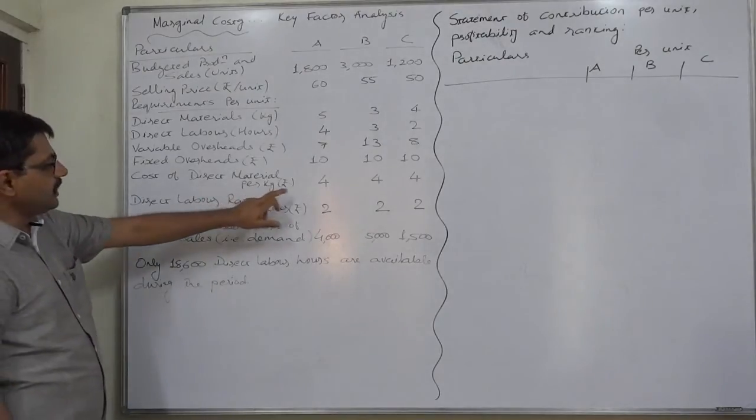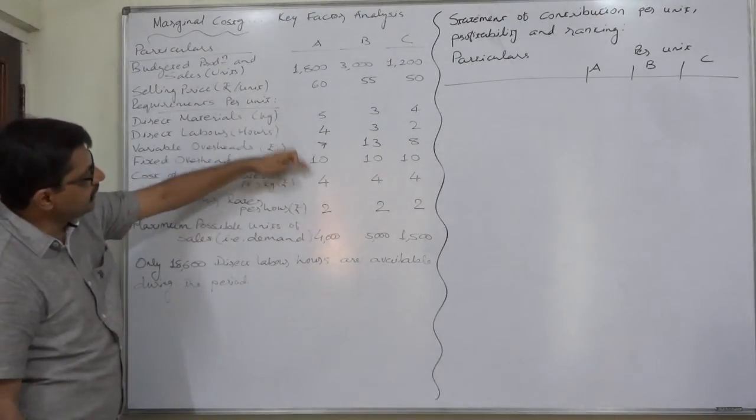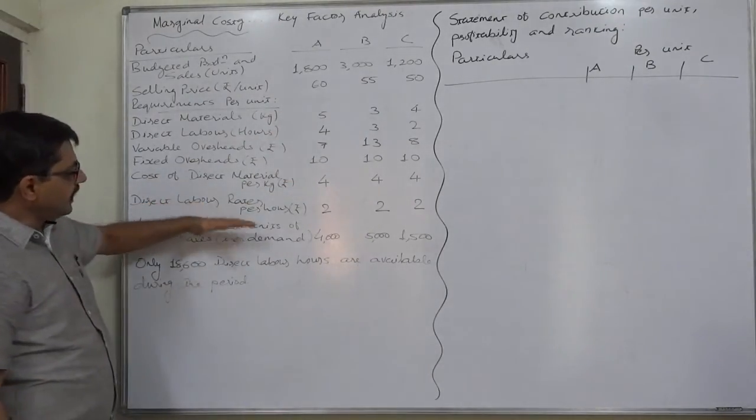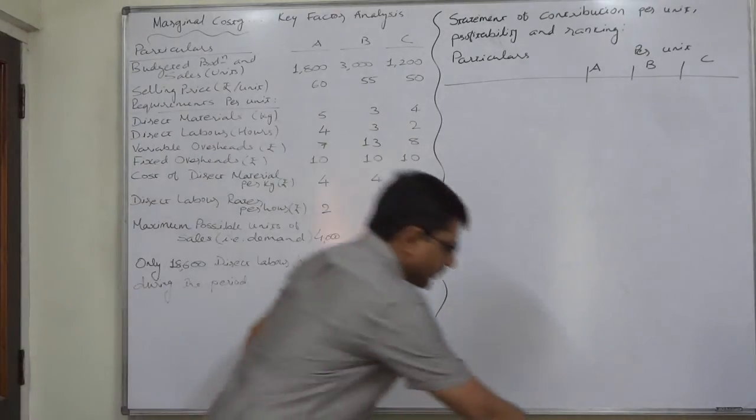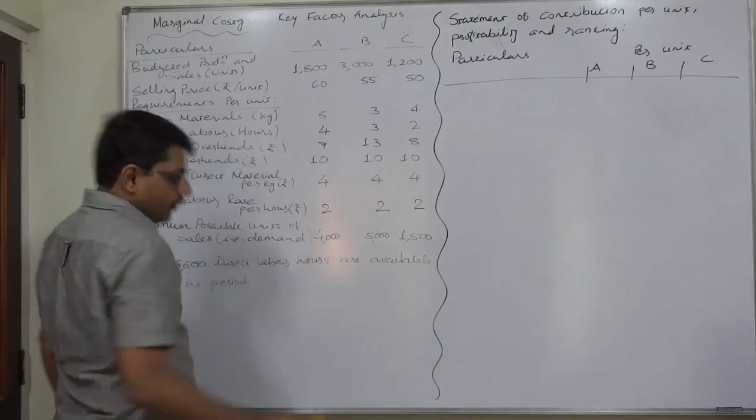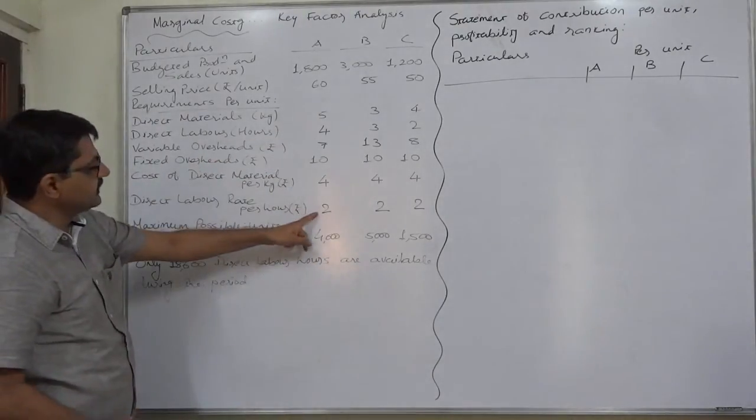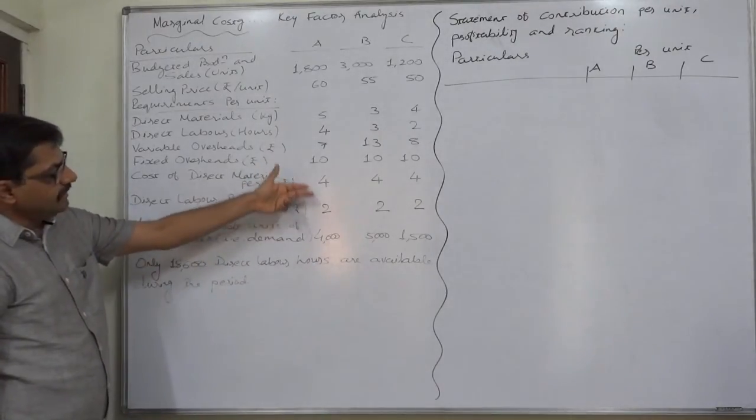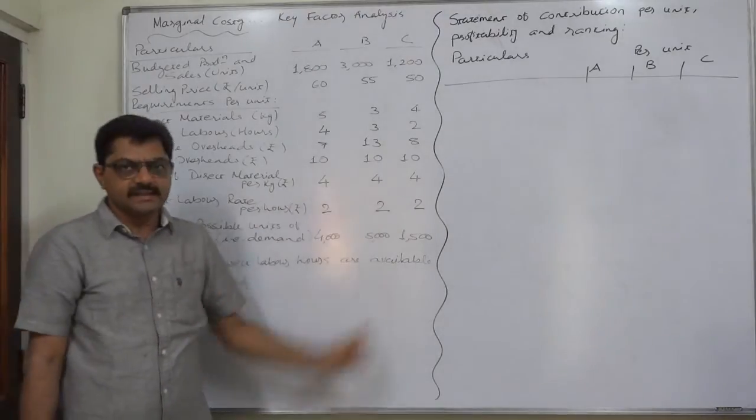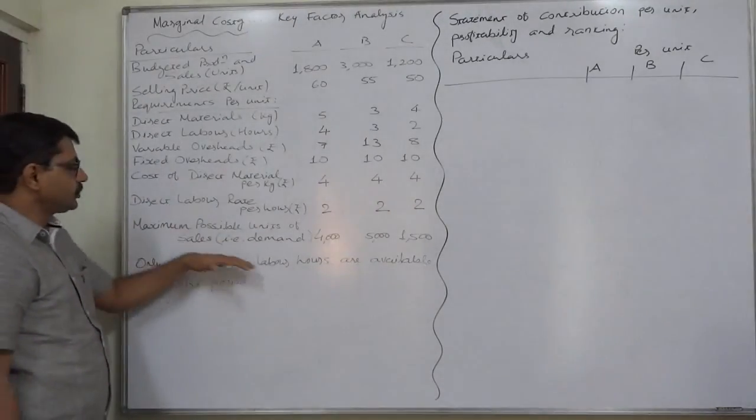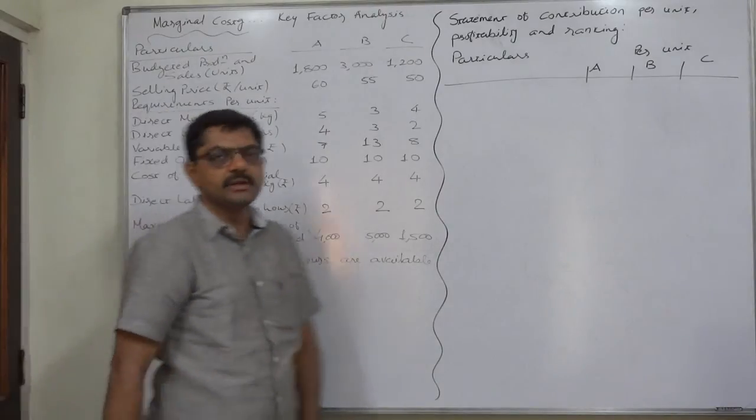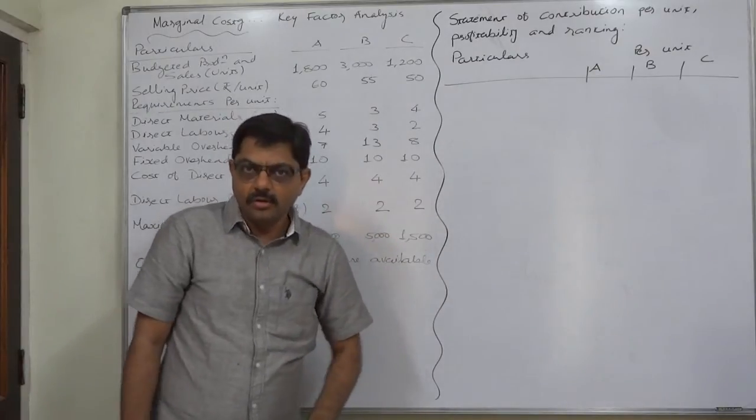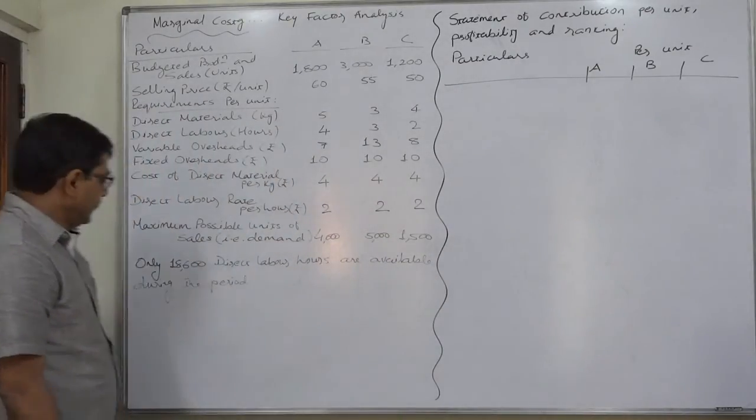Then cost of direct material per kg rupees 4. Multiplication of kilograms and this cost will give us the direct material cost. Similarly, labor rate per hour. So multiplication of hours and this rate will give us the direct labor cost. Since the same raw material and same labor are used for all the three products, the rates are same. Maximum possible units of sales, that is demand, 4000, 5000 and 1500 units, is to be considered at the time of determination of the optimal or the most profitable product mix only.